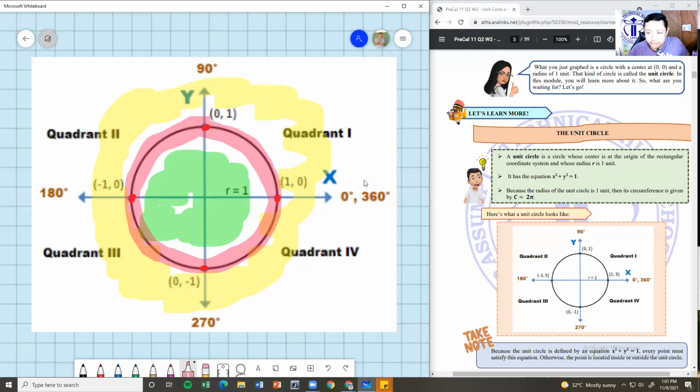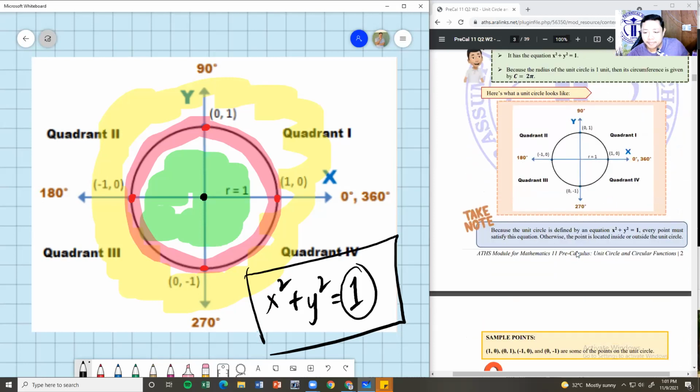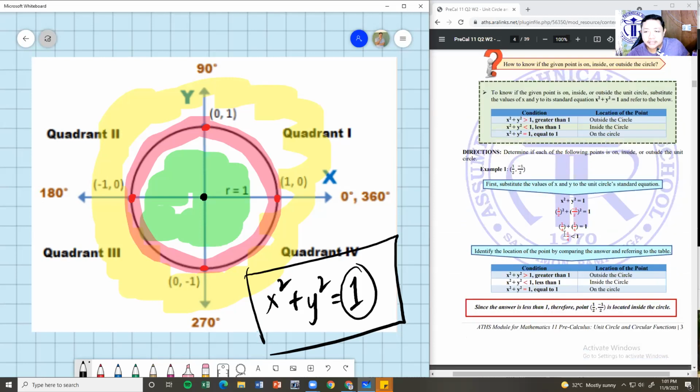And of course, don't forget to take note that the equation of the unit circle is always x squared plus y squared is equal to 1. We have learned this last quarter, the equation of the circle. If it's on the origin and your radius is just 1, you will end up with this equation. Okay, that's it. So let's just have some exercise, and that is finding the location of your point.